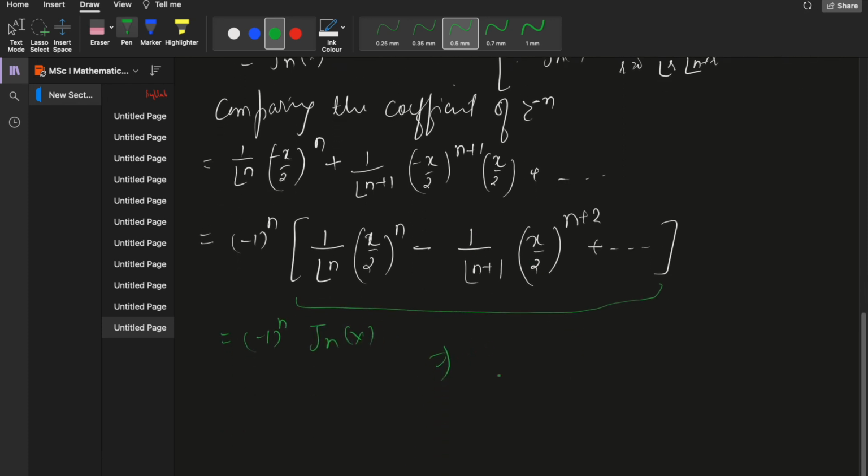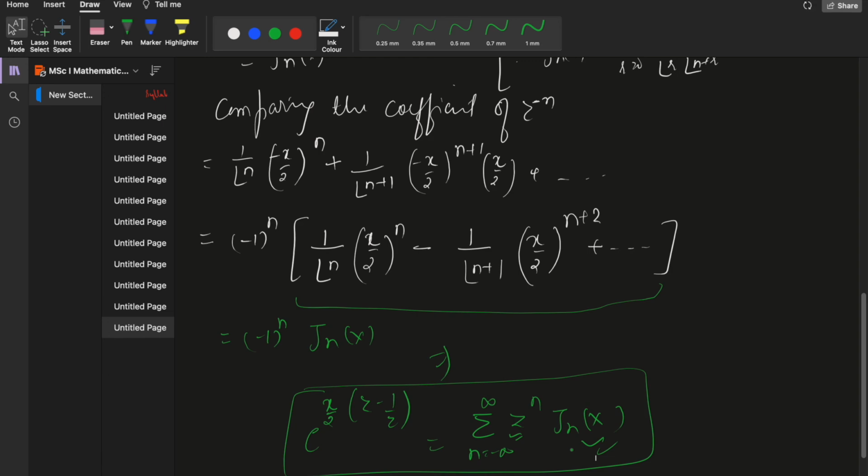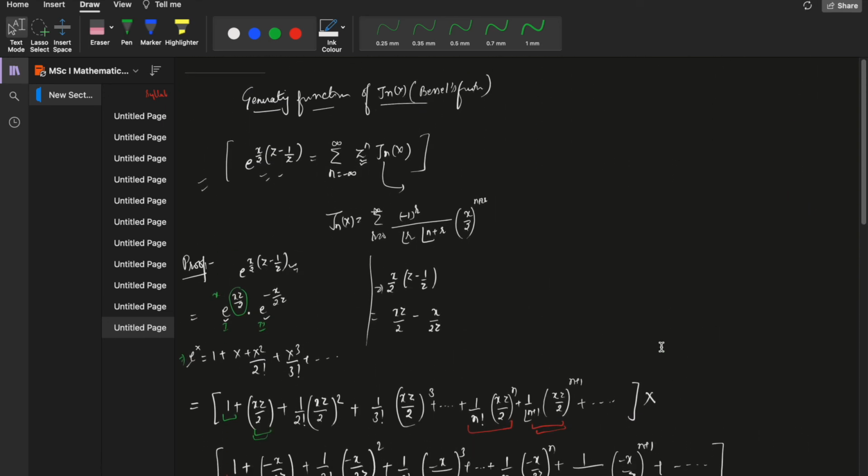So we can say the above generating function, e to the power x upon 2 times (z minus 1 upon z), is equal to the summation n tends to minus infinity to plus infinity of z to the power n Jn(x). So on comparing the coefficient of z to the power n, it will give me the Bessel function. So this is the generating function for the Bessel function.